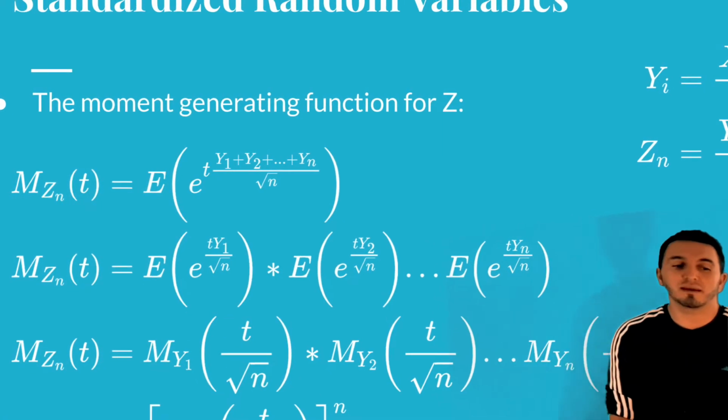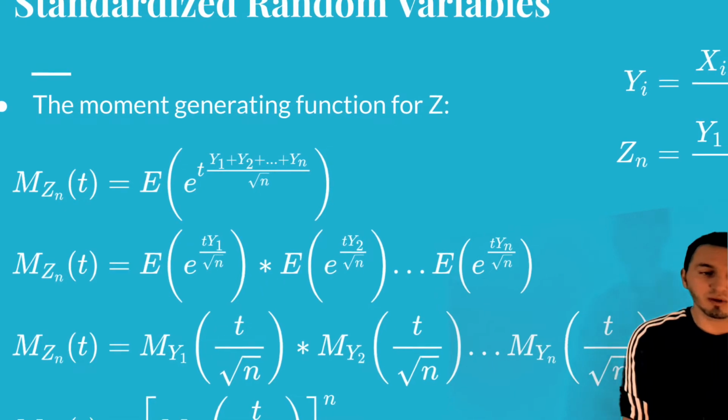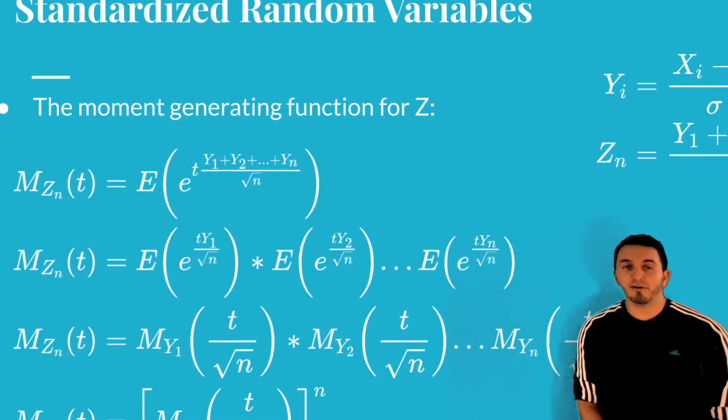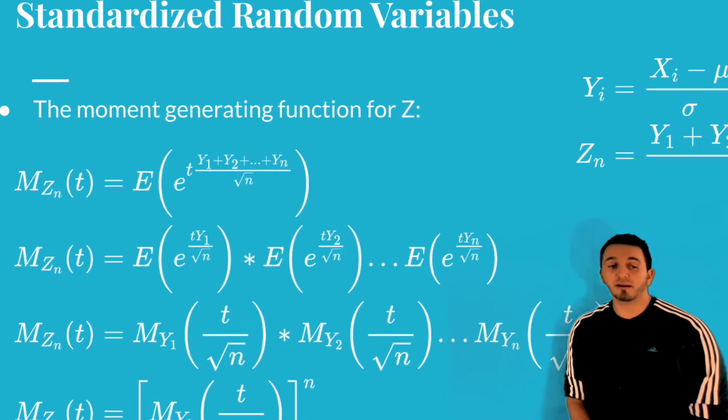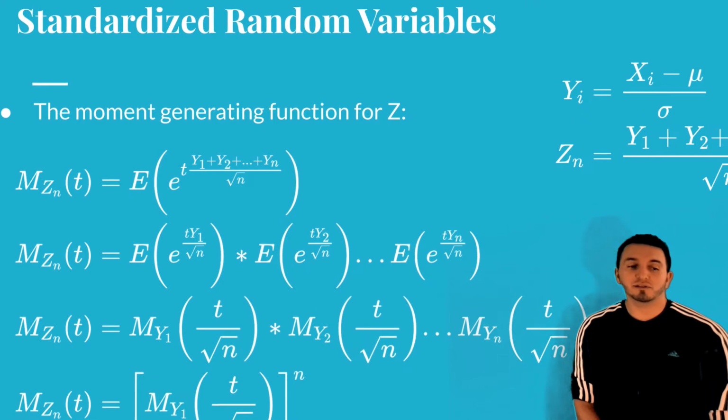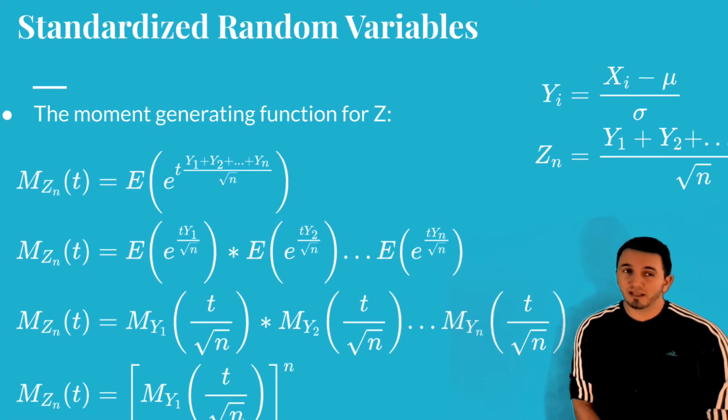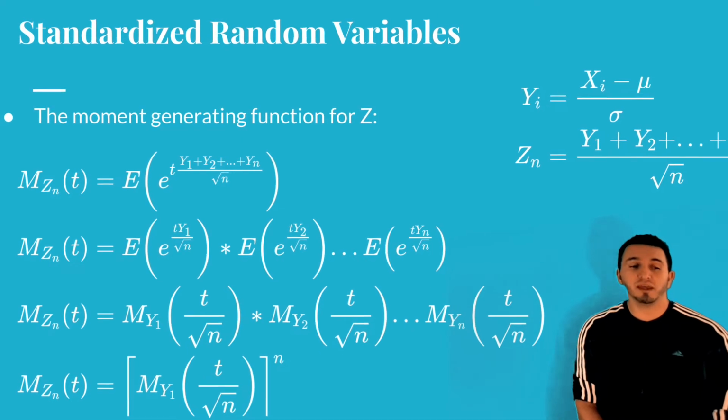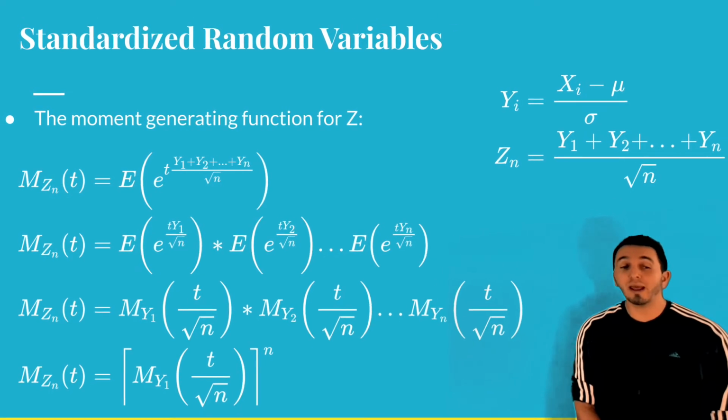Of course, we know that those are all identical, so we're going to have to raise those to the nth power, right? So it's a product of n terms, and each term is the moment generating function, but instead of using the helper variable t, we now have to use a t over root n.